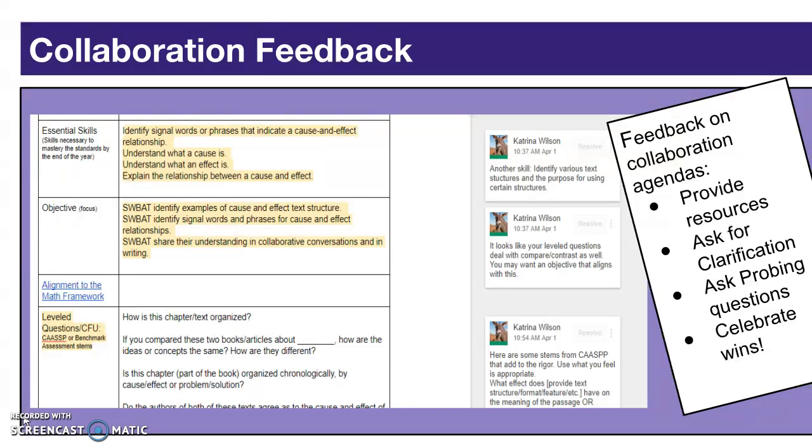So some of the feedback that I leave includes providing resources. I might see that there's a lesson addressing a certain skill and I might be able to connect the team to some other resources. I may ask for clarification if something's not clear. I may ask a probing question to get the team to think a little bit differently or to guide them in a different direction. And I may also celebrate wins. You can see I've left some comments on this agenda just to help support the team. So this is really important. Again, it pushes the thinking of the team and it provides support.